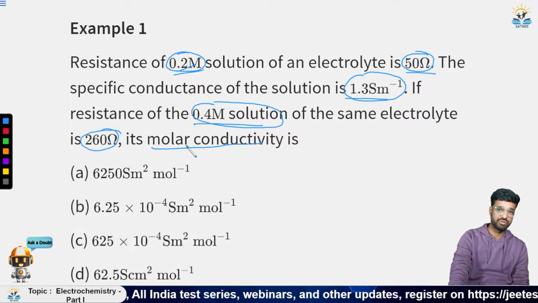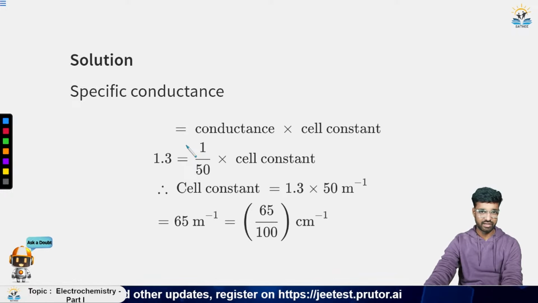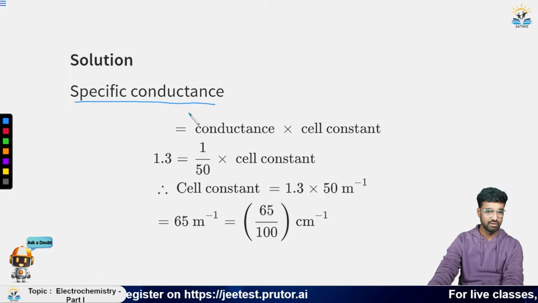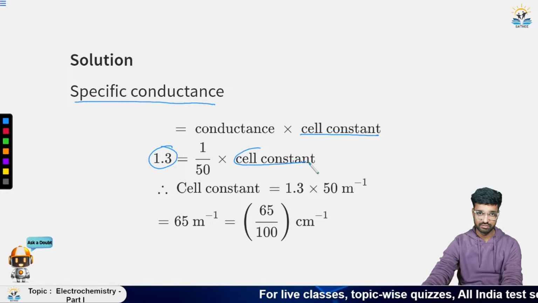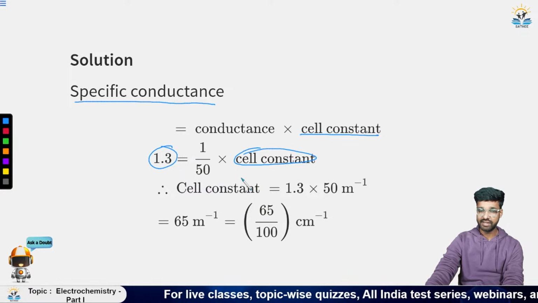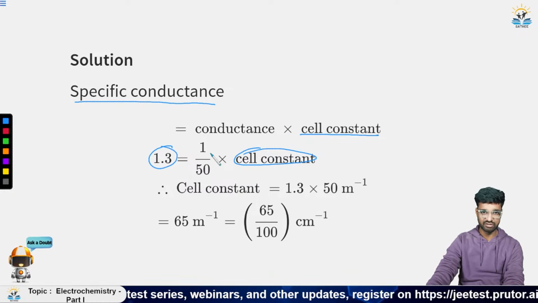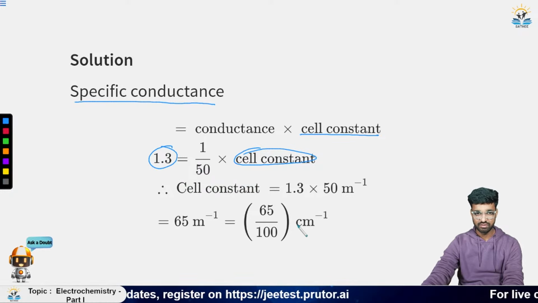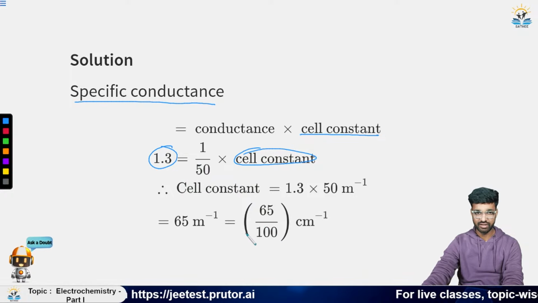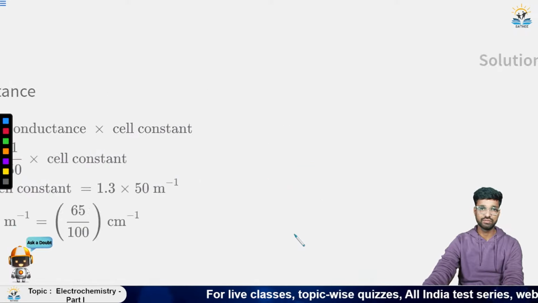So let us see how this question will be solved. The first thing is we will find the cell constant. We know that specific conductance is given. It is given that we are taking the same solution, so the cell constant will be the same throughout this calculation. So first we calculate the cell constant: 1.3 into 1 by 50, which gives 65 per meter. Now we convert it into centimeter inverse, so it will be 65 by 100.